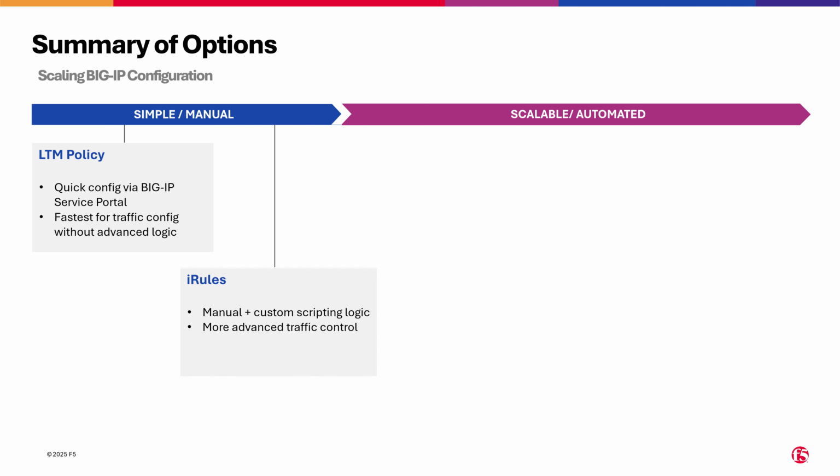Next, iRules offer more advanced traffic control using custom scripts. While they are still applied manually at first, iRules let engineers build logic for things like device-based redirects or security checks. As needs grow, teams can automate iRule deployment using simple scripting or automation tools, which improves consistency and reduces manual errors. This is often the first step toward automation for security-focused teams.